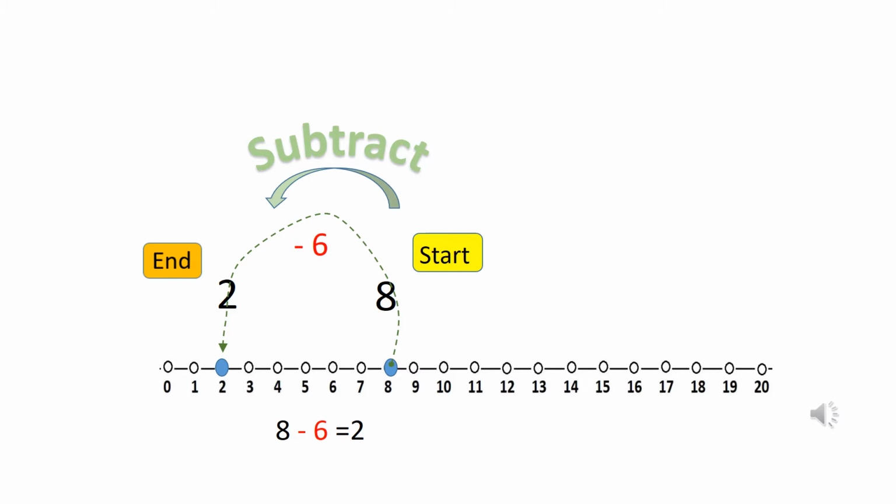Here's another way of looking at it without the bunnies. We start at number 8 and we take away 6 and we end up at 2 because we subtracted 8 minus 6 equals 2. We start at a bigger number and we end at a smaller number when we subtract.